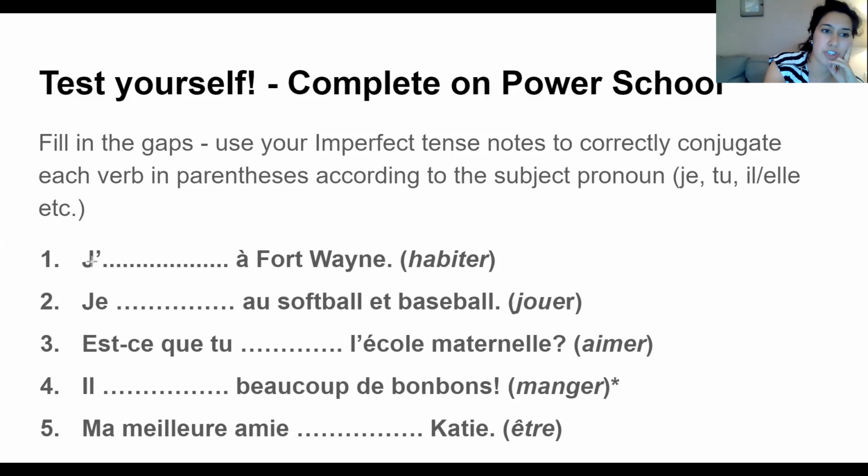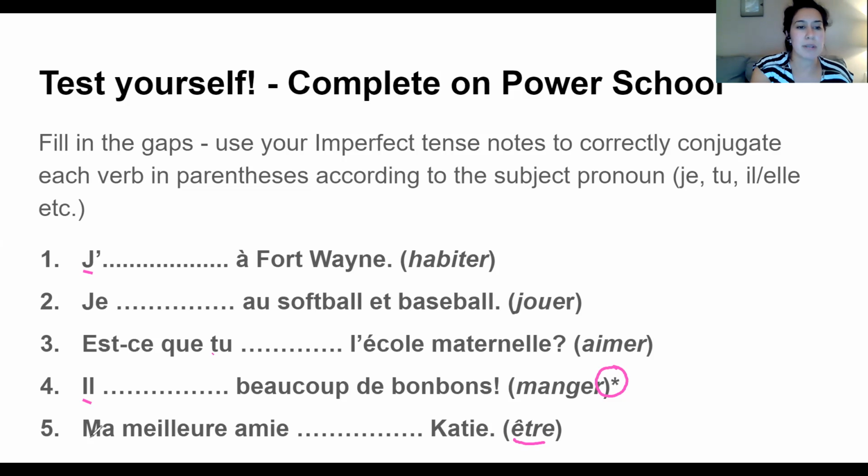And so your first one is je. That's your pronoun, je, with habiter. Then you have je with jouer. Then you have tu with aimer. Then you have il with manger, and manger has a little asterisk around it because remember, it is irregular. And then être is also irregular, so use the notes on that.